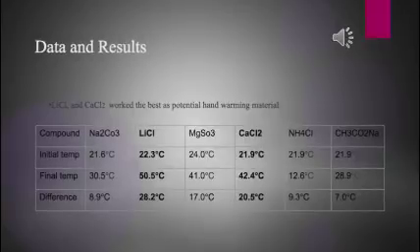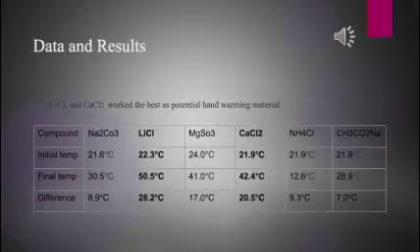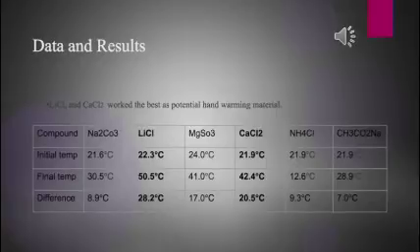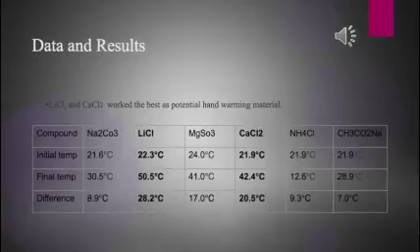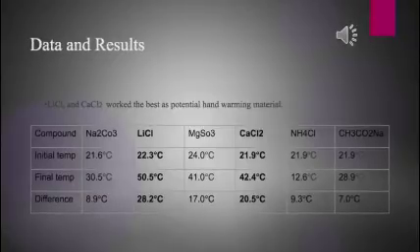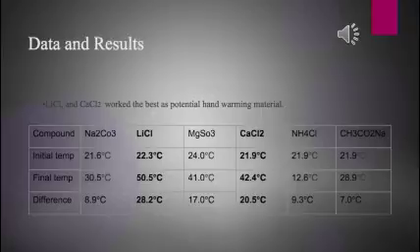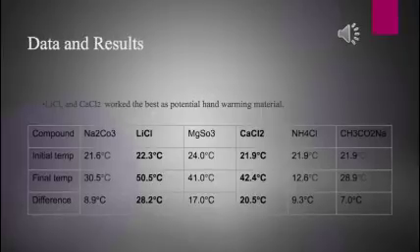Sodium carbonate had an initial temperature of 21.6 degrees Celsius, a final temperature of 30.5 degrees Celsius, and a difference of only 8.9 degrees Celsius. Sodium acetate had an initial temperature of 21.9 degrees Celsius, a final temperature of 28.9 degrees Celsius, and only a difference of 7 degrees Celsius.